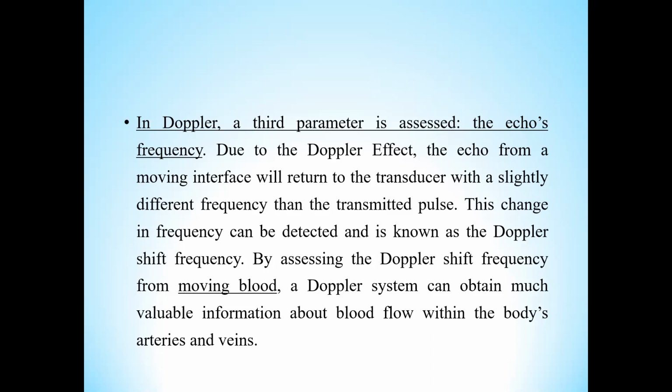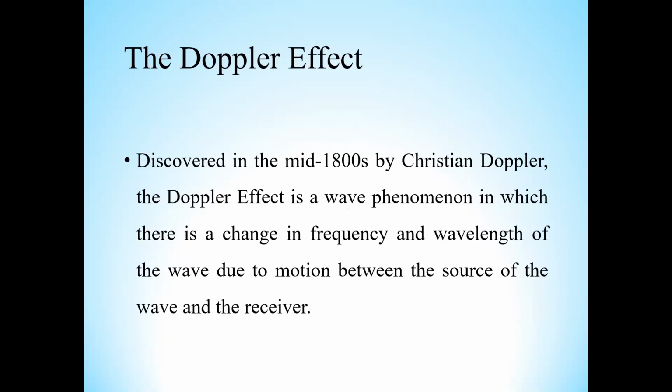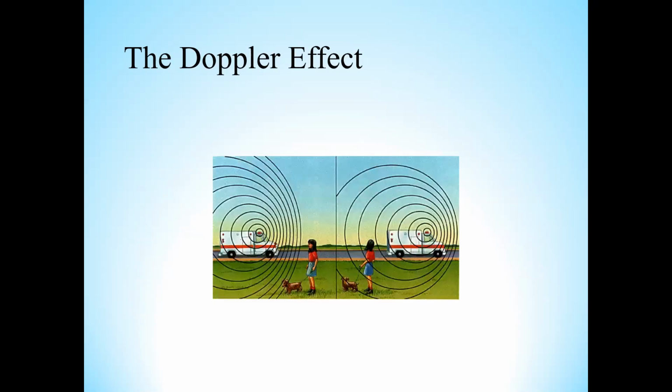So the same frequency will return towards the transducer if the reflectors are not moving. But in the case of a moving reflector, there will be a difference in the receiving and transmitted frequency. The Doppler effect was first discovered by an Austrian scientist in the 1800s, Christian Andreas Doppler.